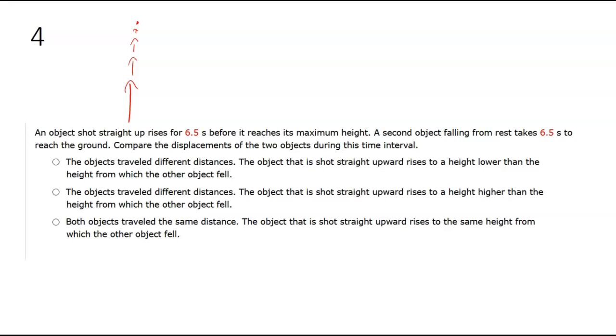If I'm going to compare those two displacements, well, one thing that we need to keep in mind is that when we talk about something going up and down to the same height, we do get to say that the time up is equal to the time down.